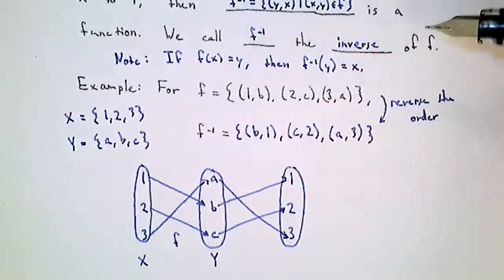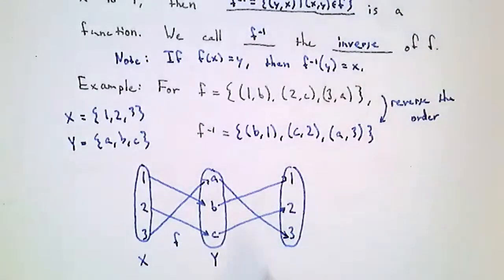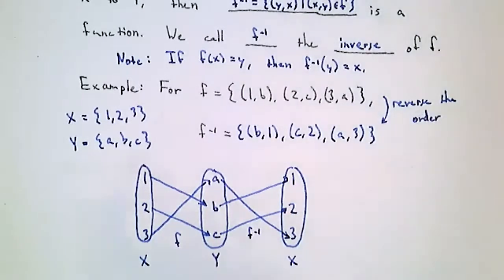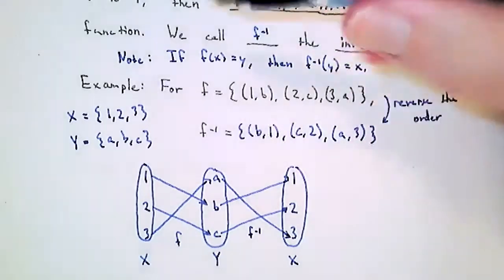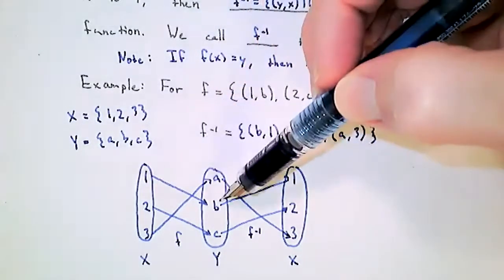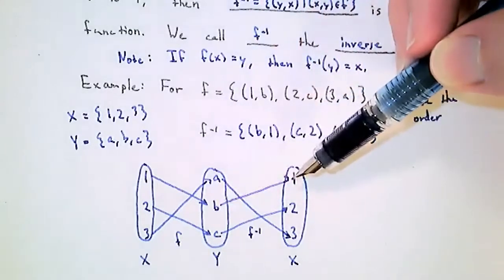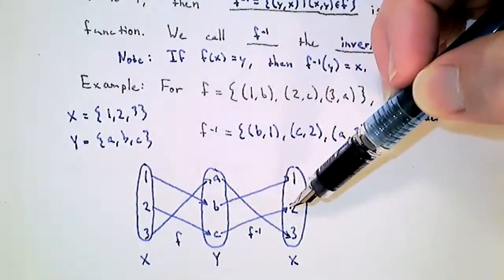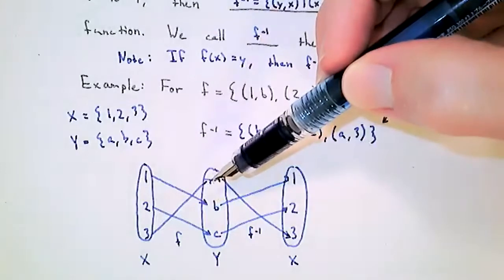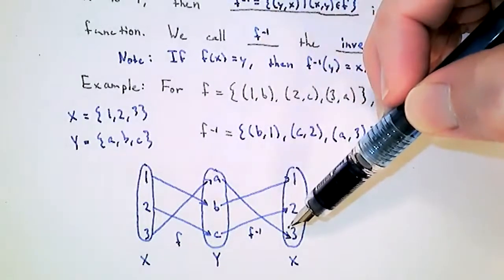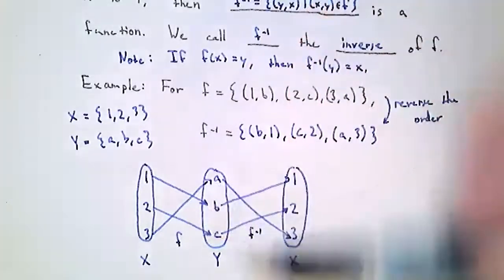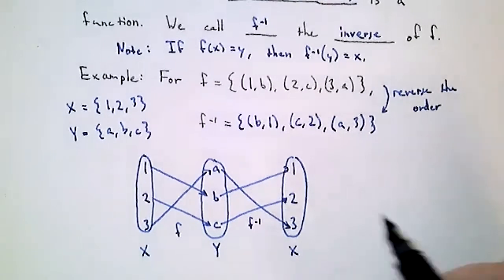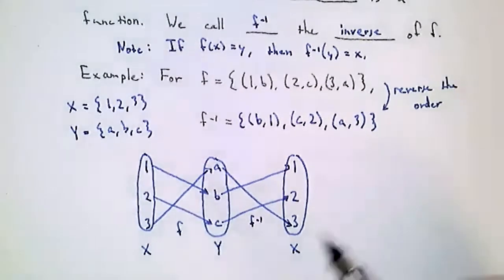And if you follow the arrows from left to right, you can see that f inverse here, the second function, undoes what the original function f did. So 1 is mapped to b, and then b is mapped back to 1. 2 is mapped to c, c is mapped back to 2. And then finally 3 is mapped to a, and a gets mapped back to 3. So f inverse sort of untangles what f did originally. And the arrow directions are actually just reversed, if you want to think about it that way.